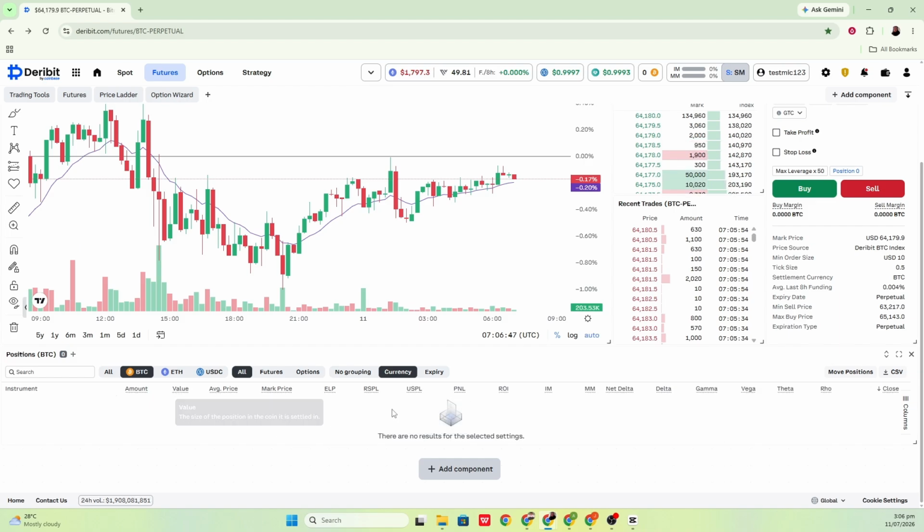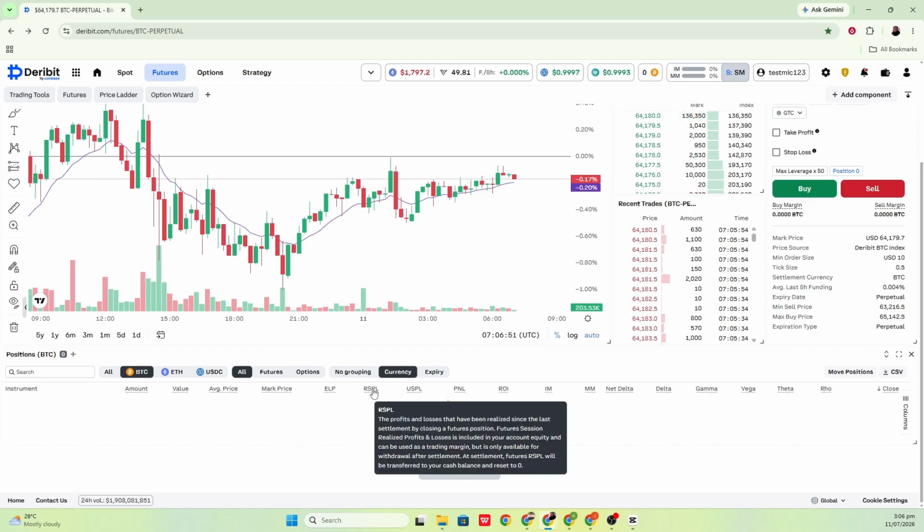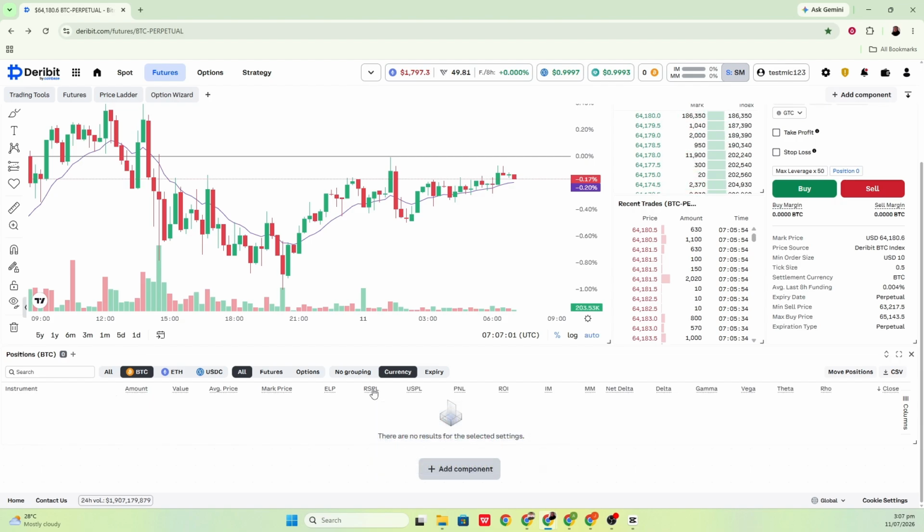Next, check the Realized P&L column. This represents cash movements that have already been finalized and applied to your account balance. Unlike unrealized P&L, these values are no longer tied to market fluctuations for an open position. Realized P&L combines several different items.